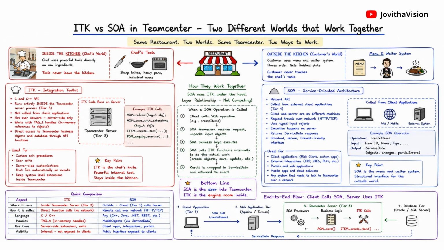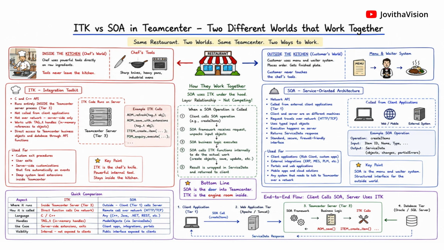Now let's see the difference between ITK and SOA. We covered ITK on day 16 and we have covered SOA today. Both are ways to work with Teamcenter data, but they are completely different in where they run, who uses them, and how they work. Let me make this crystal clear. Let's see the analogy first. Think about a restaurant again. The restaurant has two completely separate worlds.